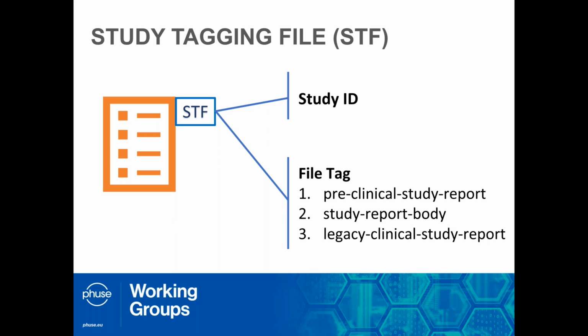So of the 48 ICH-defined file tags, the TRC is looking for three specific file tag names, and those are preclinical study report, study report body, or a legacy clinical study report. And these capture the study types requiring SEND, and they will trigger the technical rejection criteria to look for a ts.xpt file, which contains the study start date. Because of all the information that's contained in the study tagging file, there is no study start date, and the FDA needs this in a machine-readable format to determine whether or not a study requires SEND.